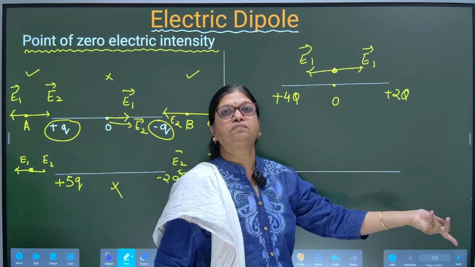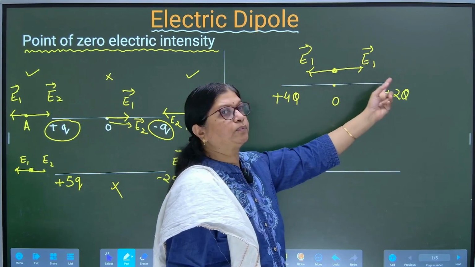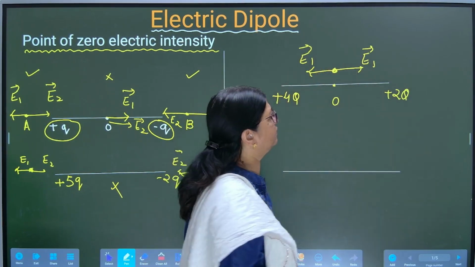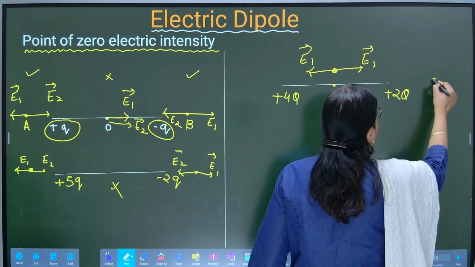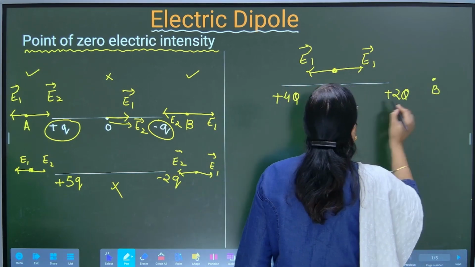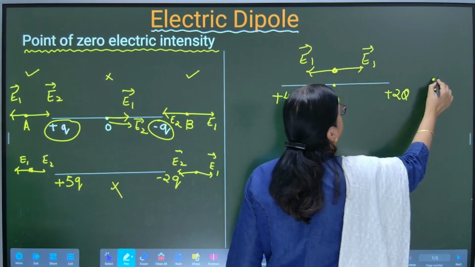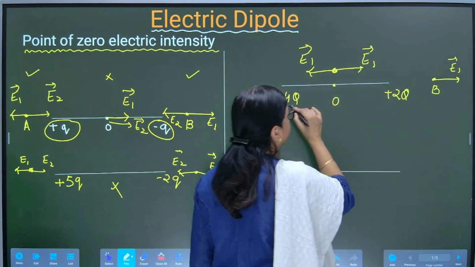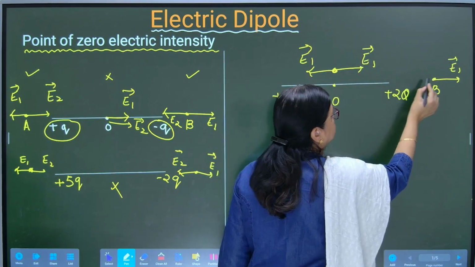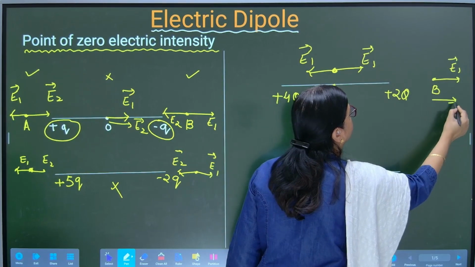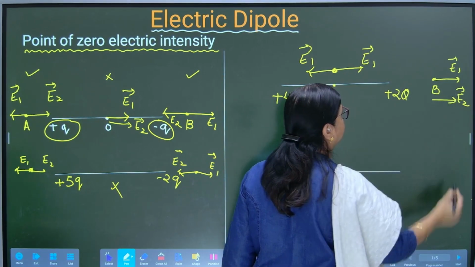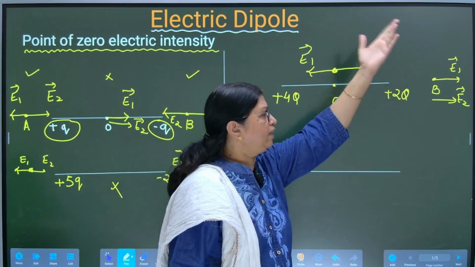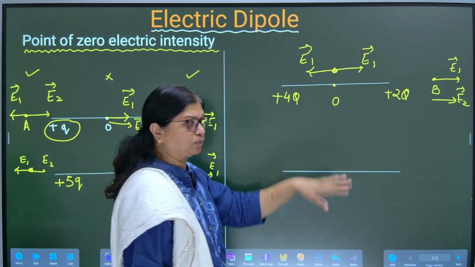Yes. Why? Because the electric fields are in opposite directions. I need not go to the other 2 points, but just for your satisfaction, let us see. Let me say this is the point B. Now due to this 4Q, as per the rule, the field is outwards from 4Q. As per the rule again, outwards from 2Q. So is there a possibility of getting a 0 electric field intensity? No, because both E1 and E2 are in the same direction. Same will happen here also.